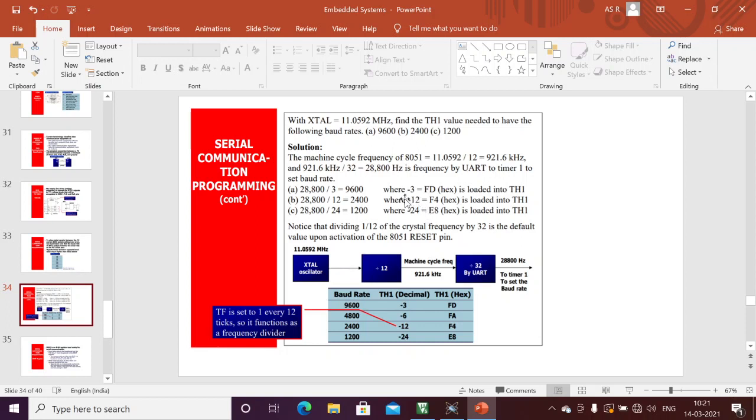We can also load the minus 3 to the TH1 value. This is also another method. Other way, we can just load the FD. Minus 3 also we can load as a decimal value. The hex value is FD. See here, the 9600 is minus 3, FD, and 4800 is minus 6, FA. Here we can remember for the 9600 is FD. Okay, mainly in all our universal communications, we are using this 9600 baud rate.